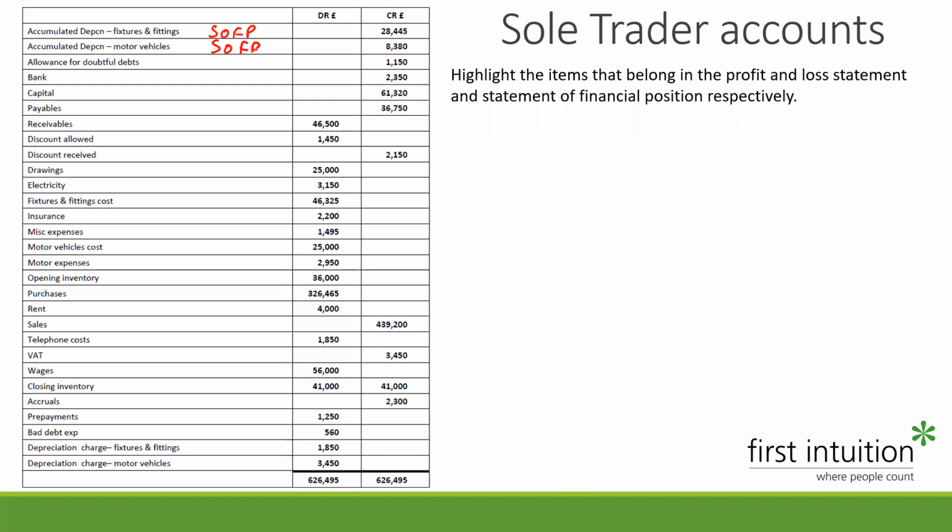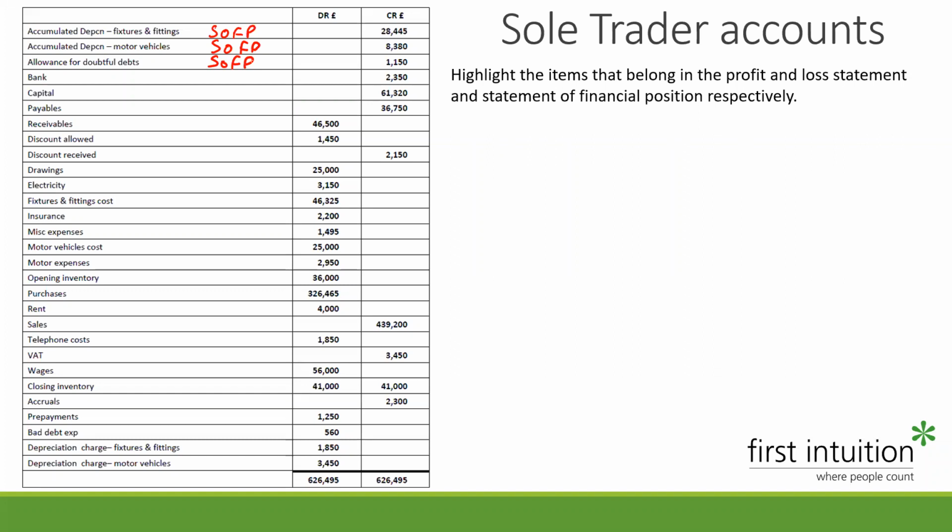So we're splitting this, and this is a very common mistake that people make. When we work on irrecoverable debts and allowances and stuff like that, we have two accounts. We have the allowance and the adjustment. The allowance will always go on the statement of financial position, whereas the adjustment will go on the profit and loss.